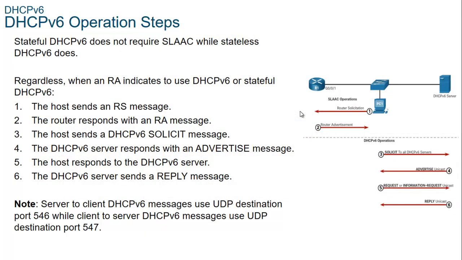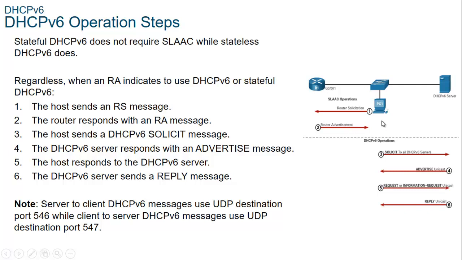So in DHCPv6 operations, these are the steps that they follow. Regardless whether it is stateless or stateful DHCPv6, when the PC comes into the network, it will send a router solicitation message to the router. The router then replies with the router advertisement. Receiving this router advertisement, because this advertisement will tell the device to go and seek the DHCP server.